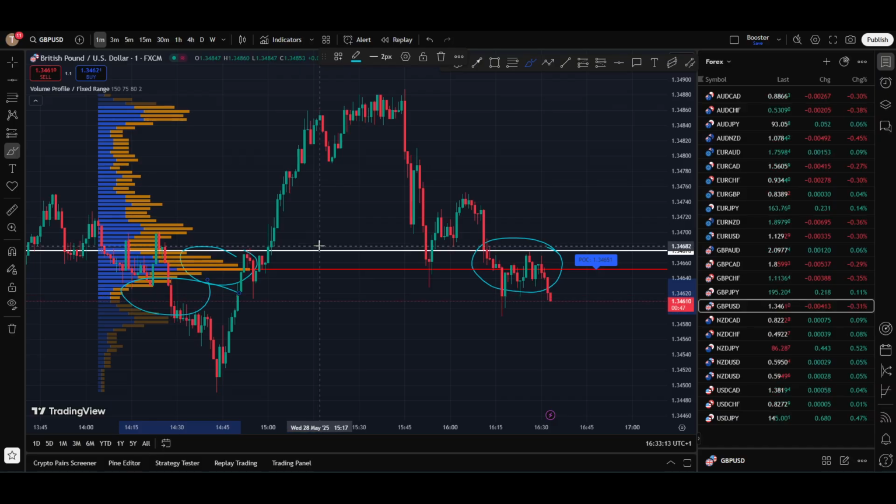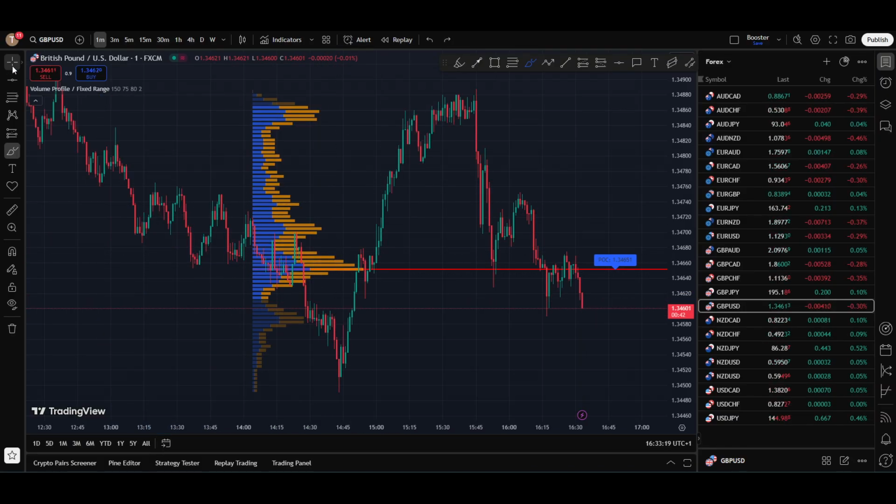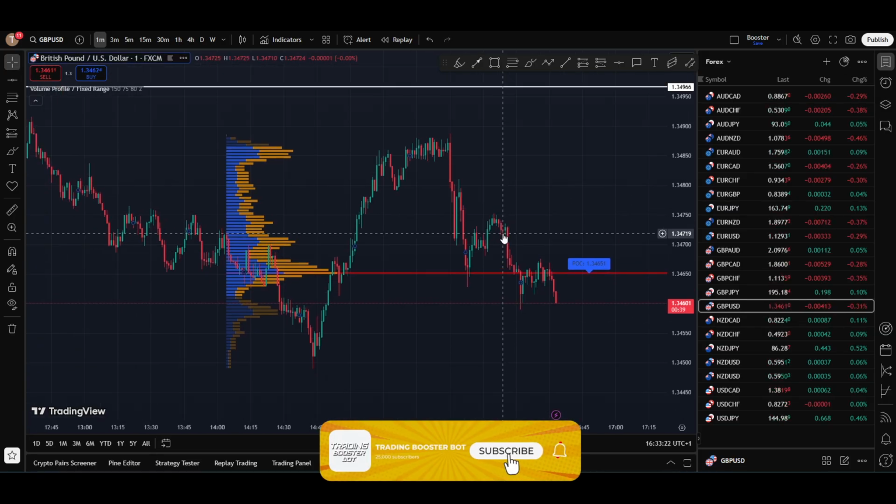As you can see, this indicator is quite complex. You need to practice with it. You need to work with it. But after you practice and work with it, you'll be able to earn confidently.